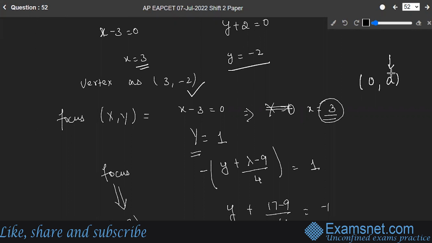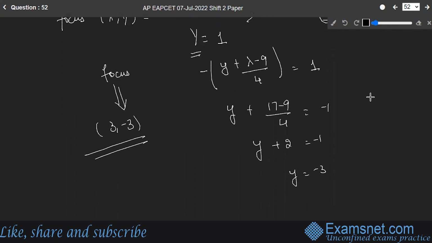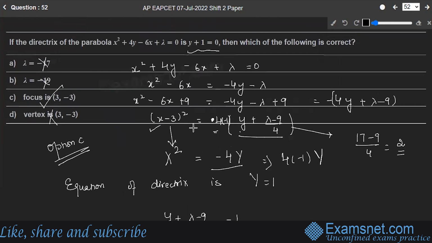So from here, you can say this is equal to -1, right? So -y + λ - 9/4 is equal to 1. Solving this whole thing, you will get the value of y as -3. Therefore, the focus becomes (3, -3). And this is option C. So option C is the correct answer to our question. Hope you are clear with this.